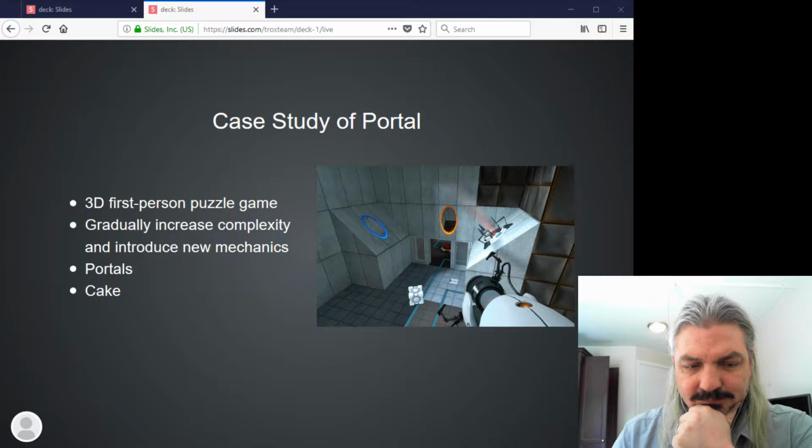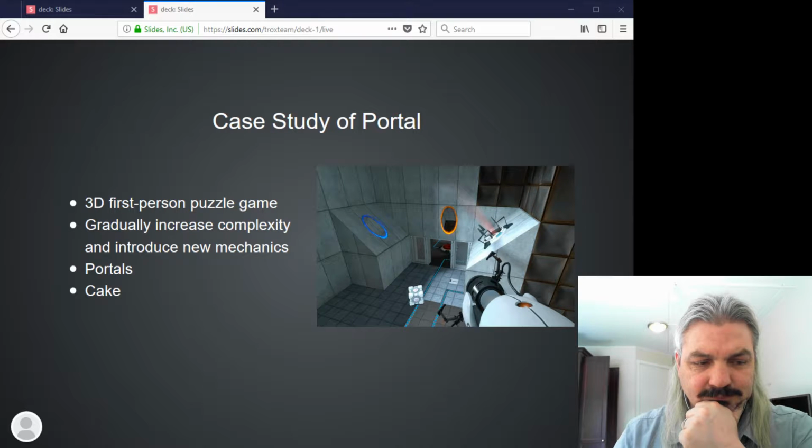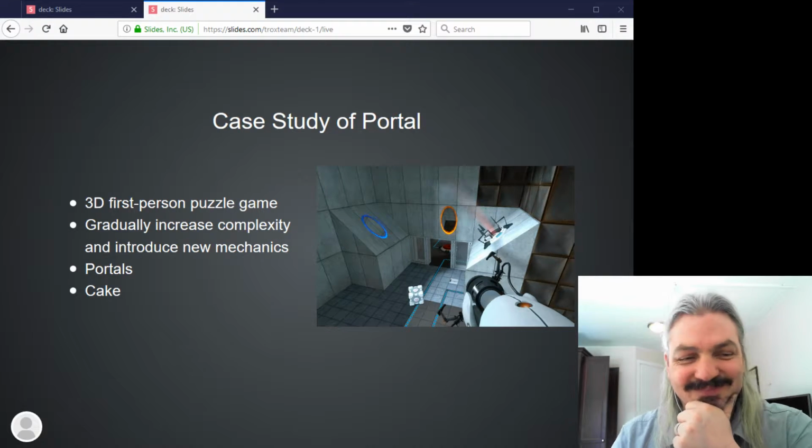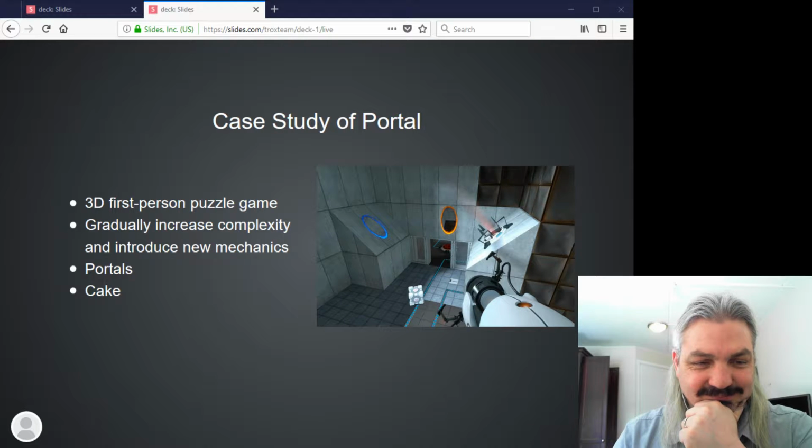So this is a case study of the game Portal. If any of you aren't familiar with it, Portal is a 3D first-person puzzle game, which gradually increases in complexity by introducing new mechanics and new takes on old mechanics as you go on. The game is based around using portals to navigate through a 3D environment and solve puzzles. There may also be a cake in the game, but we can't be sure of that as more science is required.